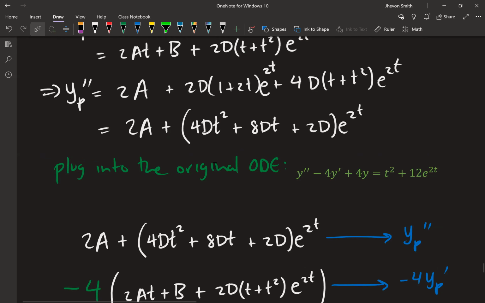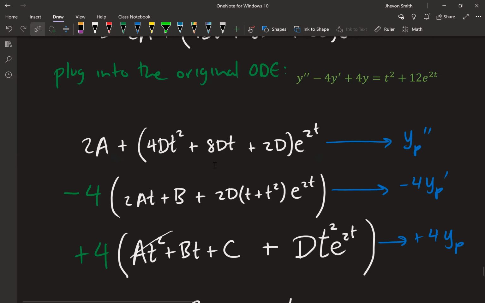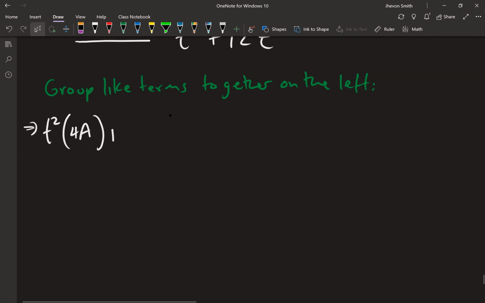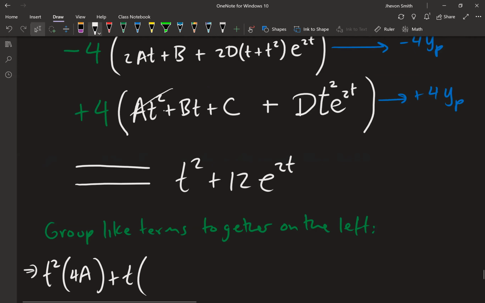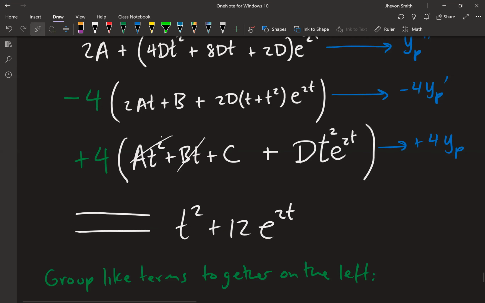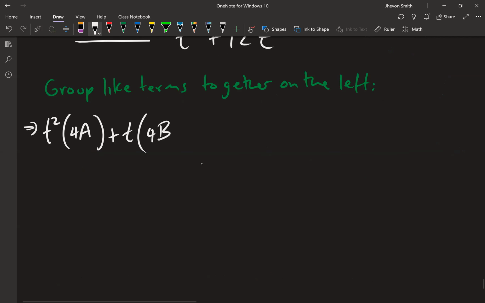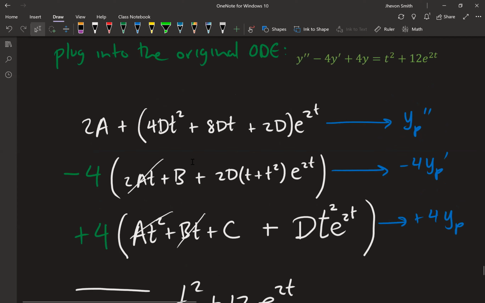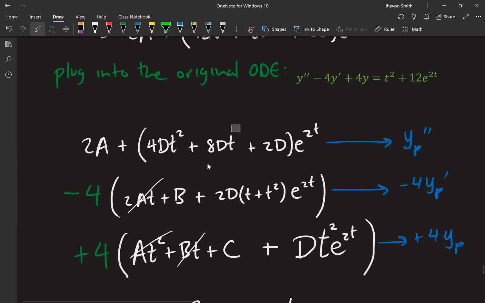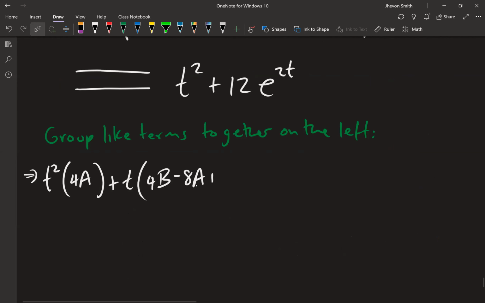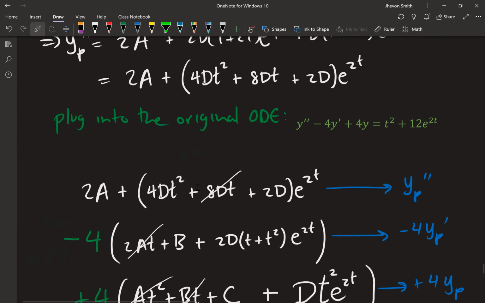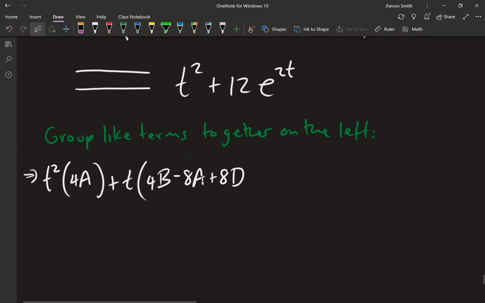So yeah, now I think we have that. And the t squares, now I have another one, 4d. No, that guy's attached to an exponential. So I still only have 4a t squares, so that doesn't change. How many t's do I have? Well, I have 4b minus 8a. I think those are all the t's.